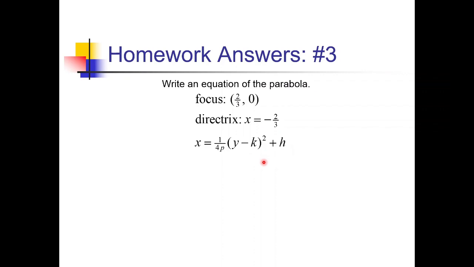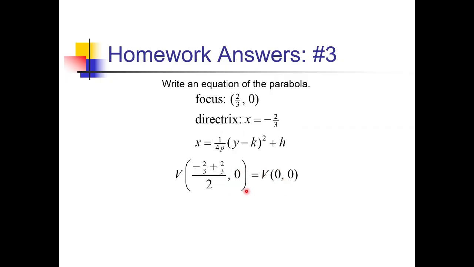Now let me get that vertex. The vertex is going to be halfway between the focus and the directrix. The y value of the vertex is just going to be 0. Since this is a left-right parabola, the y values are staying the same, but the x value is going to be halfway between 2/3 and -2/3. So if I just average those together, that gives me 0 over 2. So (0, 0) is our vertex.